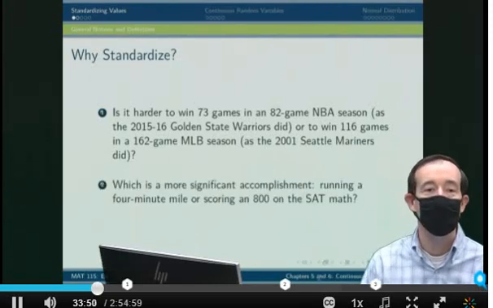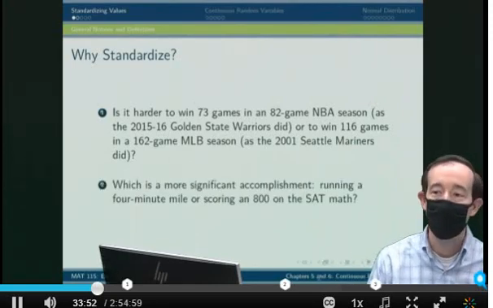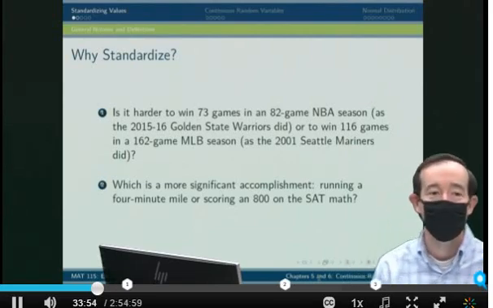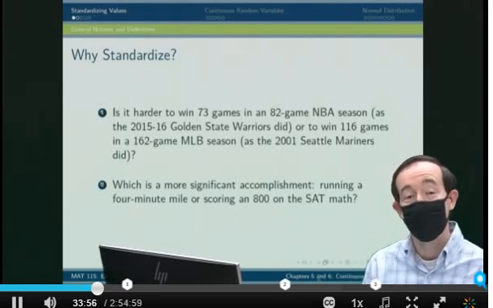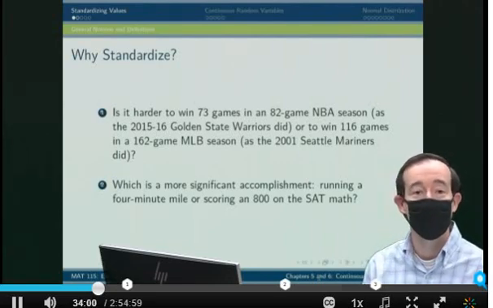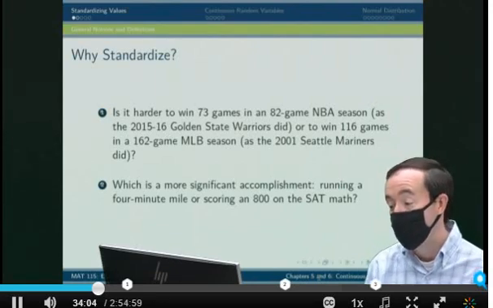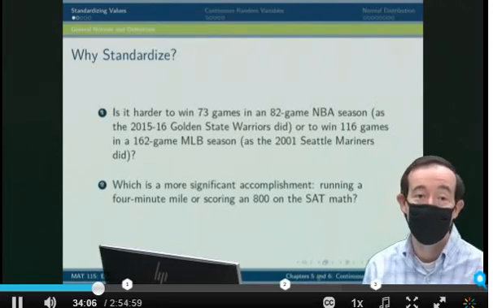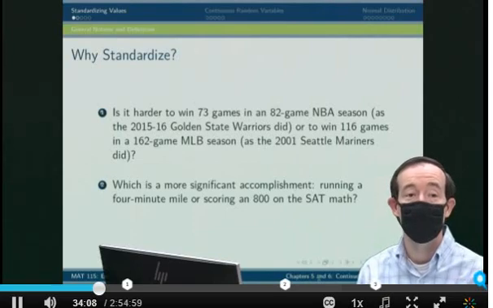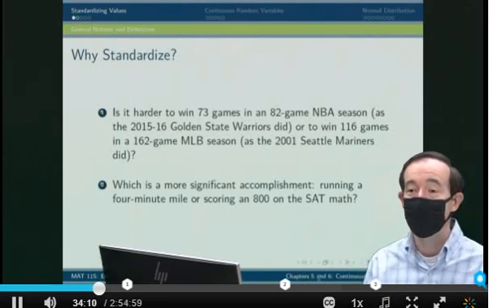All right, another example. Suppose you have one person who's an athlete and runs a 4-minute mile. That's a really impressive accomplishment. There are people who can do that, quite a few in fact, but it's still a pretty rare accomplishment. There are also people who scored an 800 on the SAT math, which is again a rare and impressive accomplishment. Which one is more impressive?